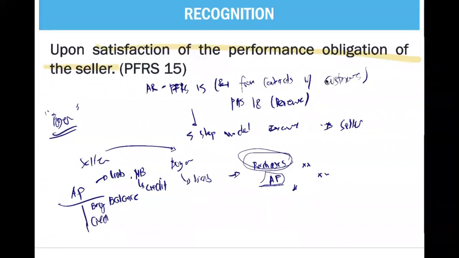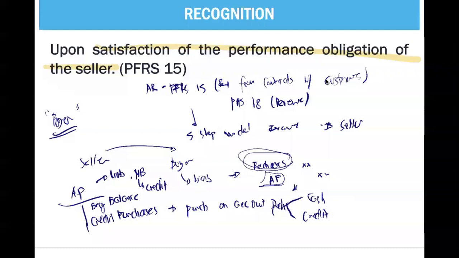Then we have your credit purchases. When we talk about credit purchases, these are purchases on account. Why? Because your purchases can either be a cash purchase or a credit purchase. Therefore, when we talk about AP, we will only place here credit purchases, because if that is a cash purchase, of course, there is no liability because this one is already paid. So only place credit purchases on your accounts payable.